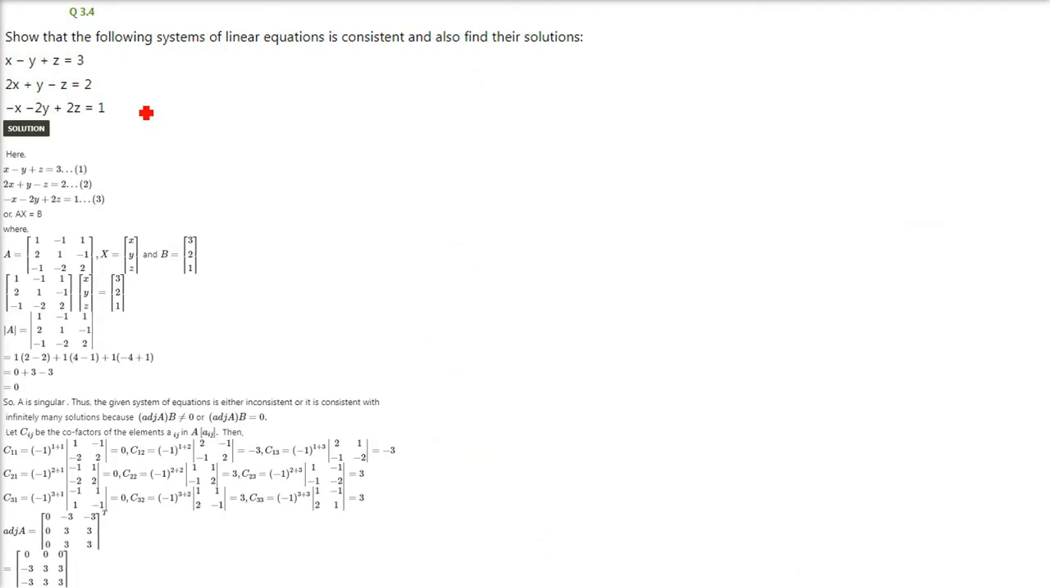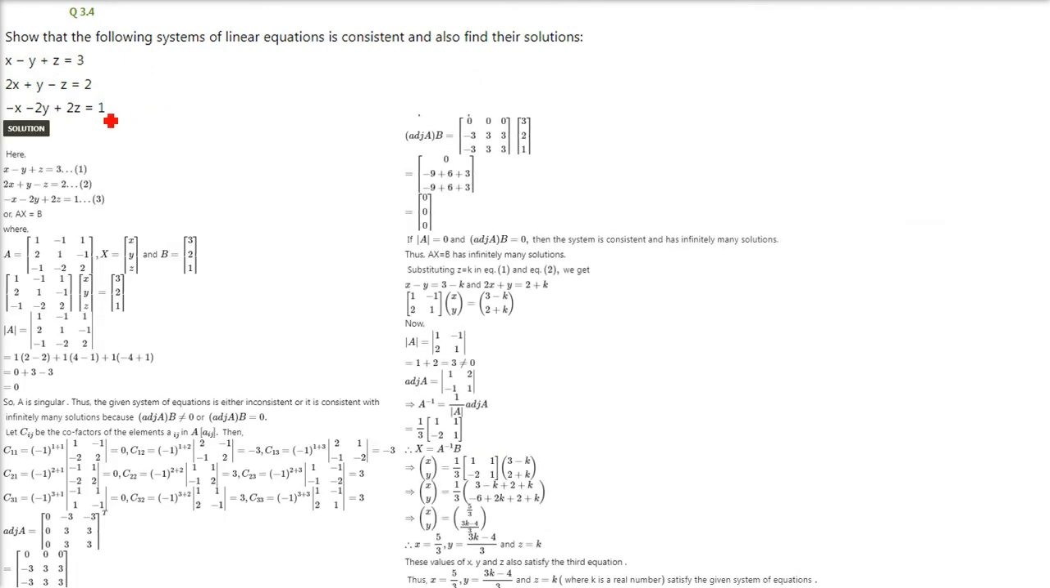Now these types of questions are coming. The procedure I told you, you have to adopt the same procedure here. So first is Ax equals B. Then you have to find the determinant of A. It is 0. Then you have to find the adjoint of A into B. If this also comes to be 0, then you will say infinitely many solutions. In order to find the solution, you have to assume z to be k.